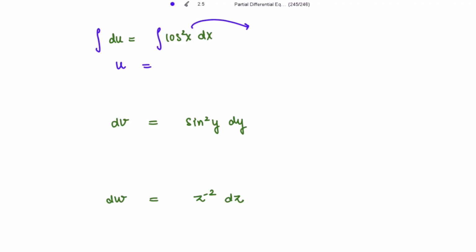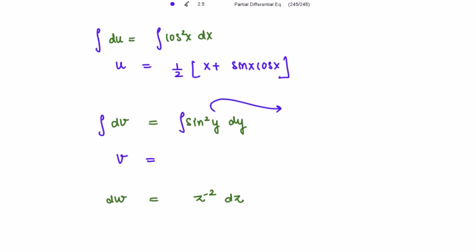So we have considered du to be equal to cos²x dx, dv to be equal to sin²y dy, and dw to be equal to z to the power minus 2 dz, right? So when integrating this, we are getting the value of u to be equal to, if I take cos²x to be 1 plus cos double the angle divided by 2, when you integrate this with respect to x, please solve this on your own, you will be getting 1/2 (x plus sin x cos x).